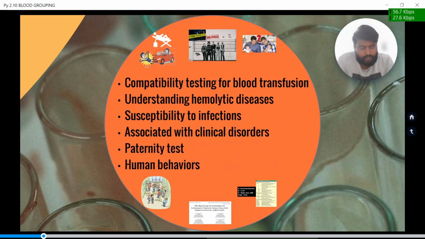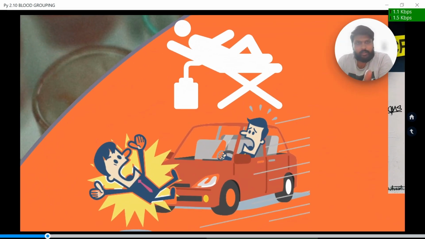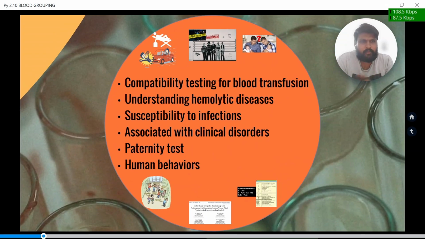So why do we need this? First one is compatibility for blood transfusion. So in case of accidents, if someone meets with an accident, there's excessive blood loss, or you're doing any surgeries, you need blood. So for transfusion we particularly need this, and for understanding hemolytic diseases, for example, what is the cause of the hemolysis, whether an antigen antibody reaction is there or why the hemolysis has happened. Hemolysis means destruction of your RBCs. So why is this happening? To get more insight, we use this blood group system.